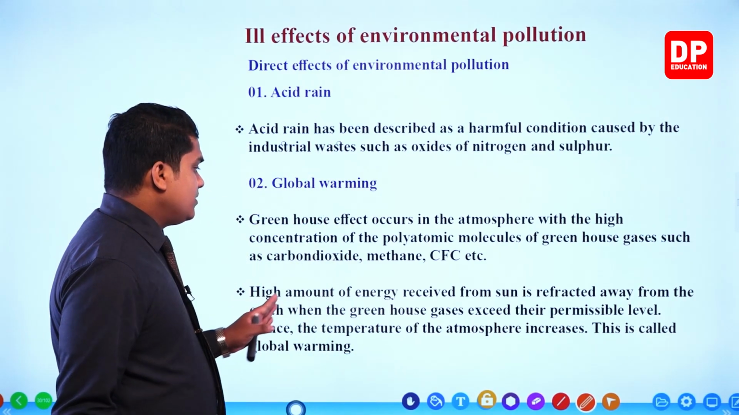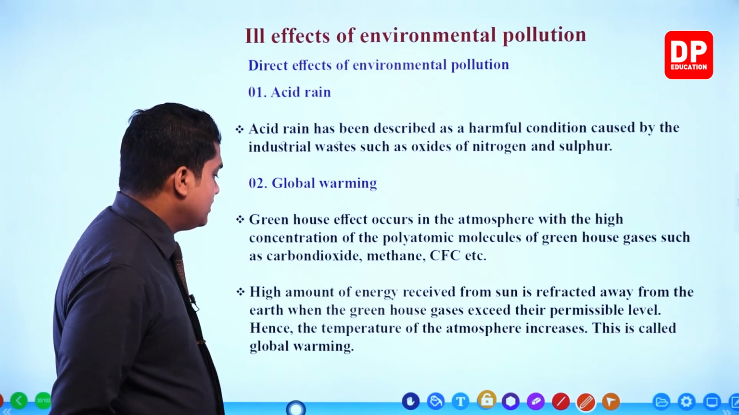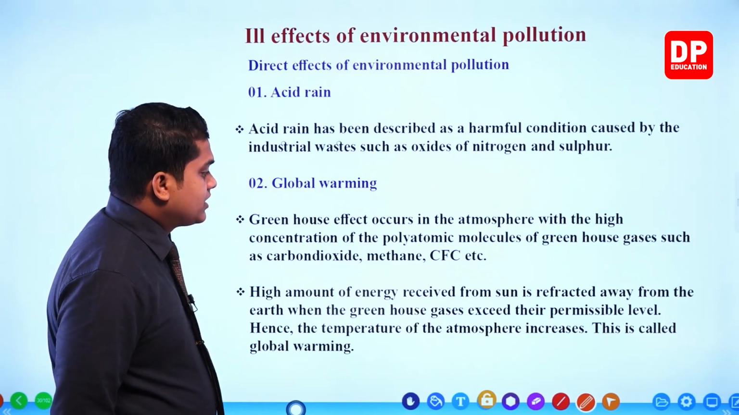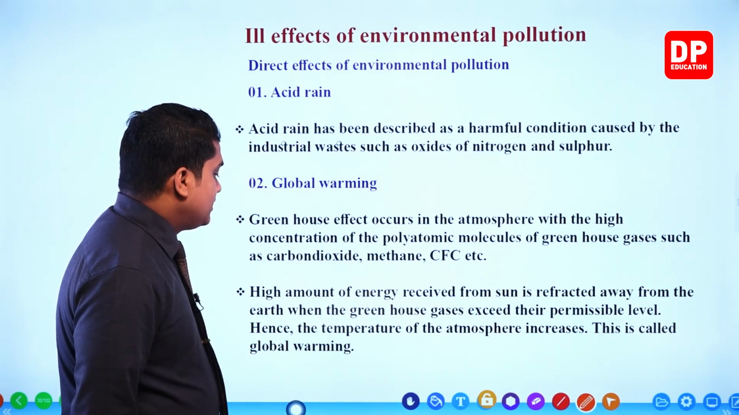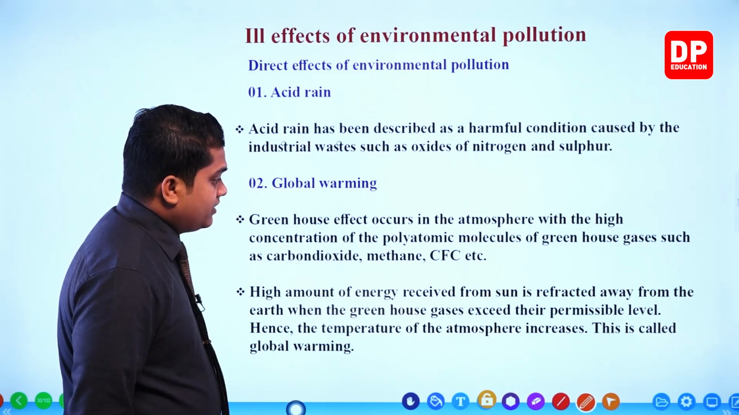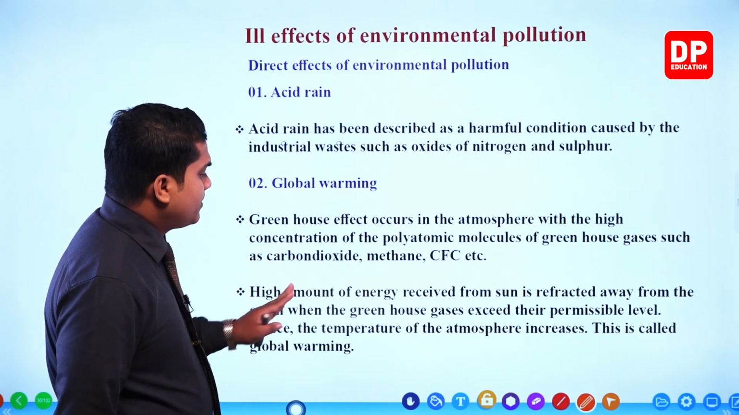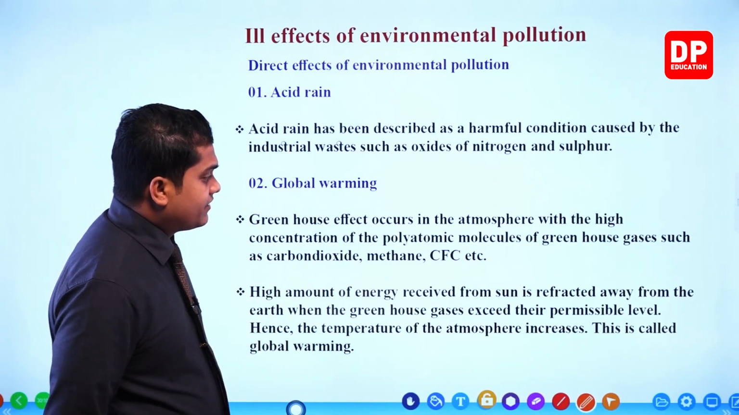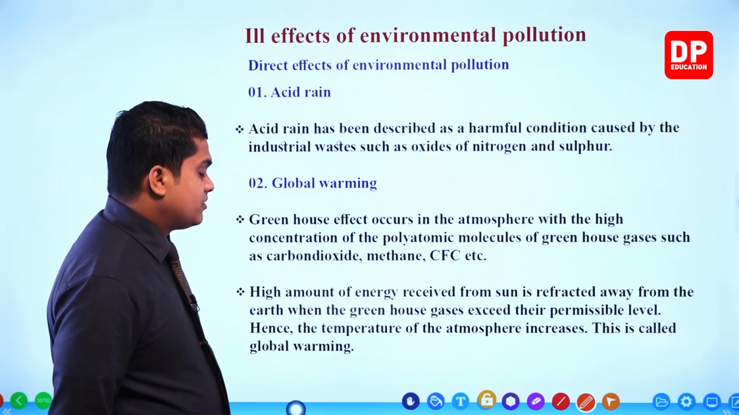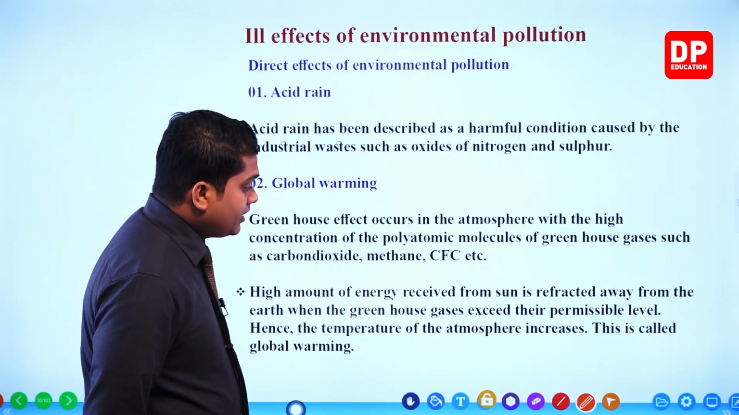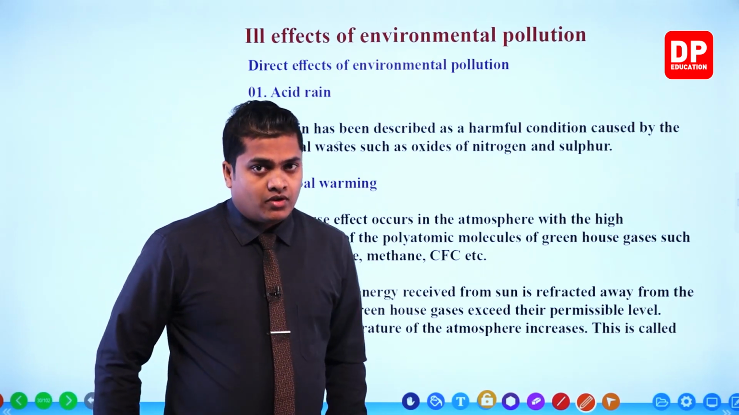Then a high amount of energy received from the sun is refracted away from the earth when the greenhouse gases exceed their permissible level, right? Hence, the temperature of the atmosphere increases. This is called global warming. So, this is called global warming.